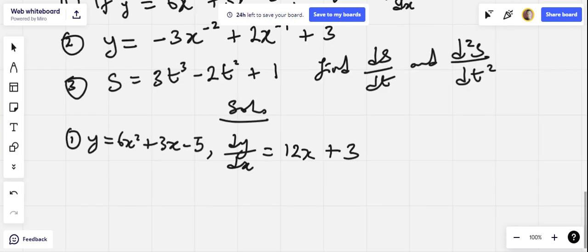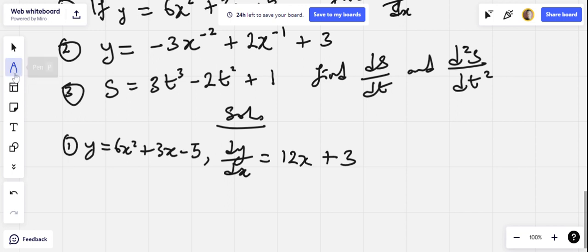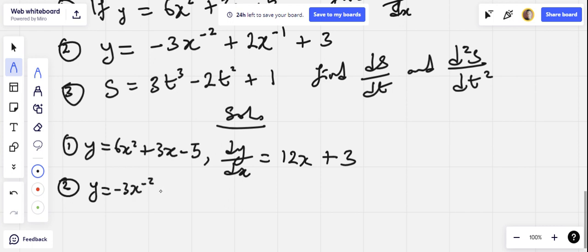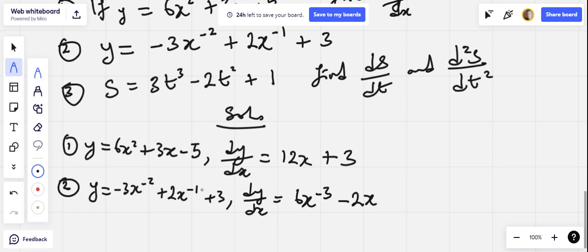Then for number 2, we see that y equals minus 3x raised to the power of minus 2 plus 2x raised to the power of minus 1 plus 3, dy dx will be equal to minus 2 times minus 3, which is plus 6. 6x raised to the power of minus 2 minus 1 will give you minus 3, 6x raised to the power of minus 3. Then for the second one, minus 1 times 2 will give you minus 2. Minus 2x raised to the power of minus 1 minus 1 will give you minus 2. And then if you differentiate the constant, it is 0. So number 2 here, that's the answer: 6x raised to the power minus 3 minus 2x raised to the power minus 2.